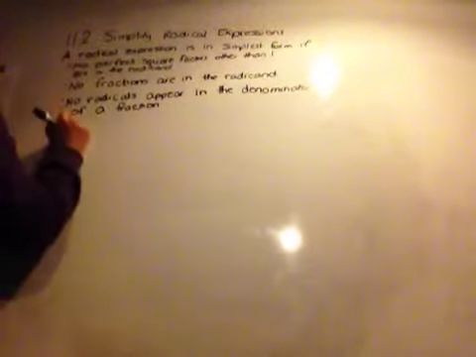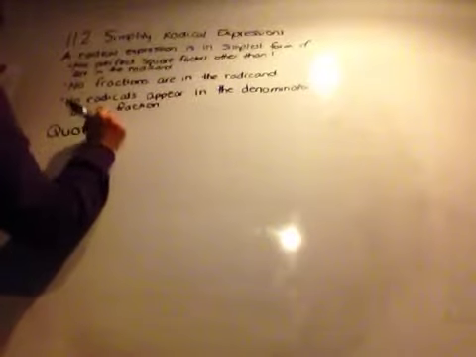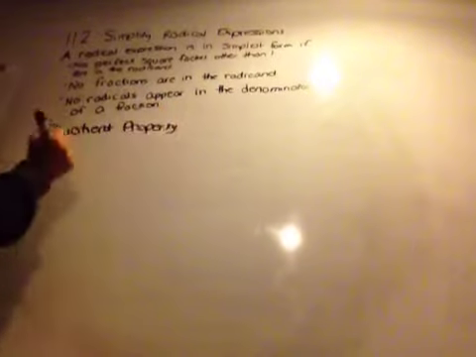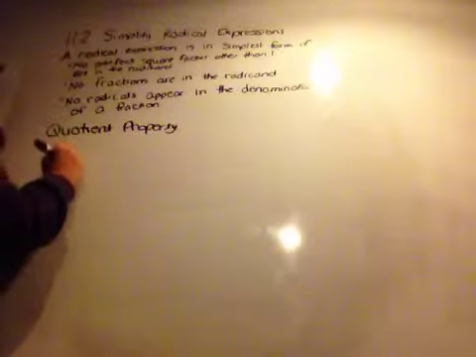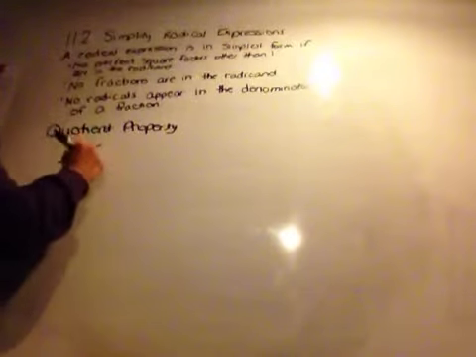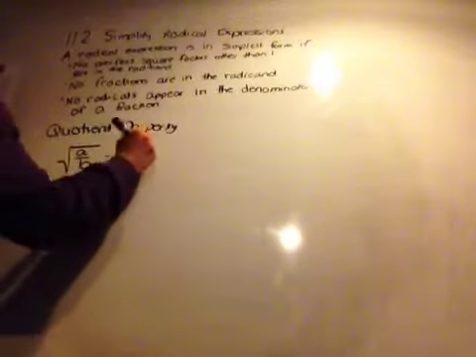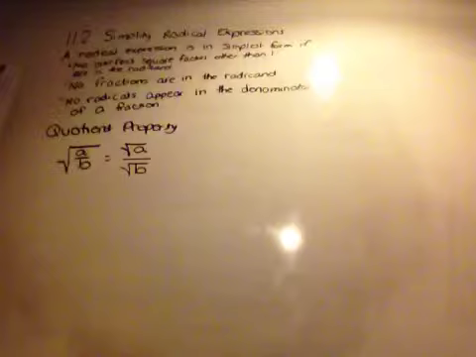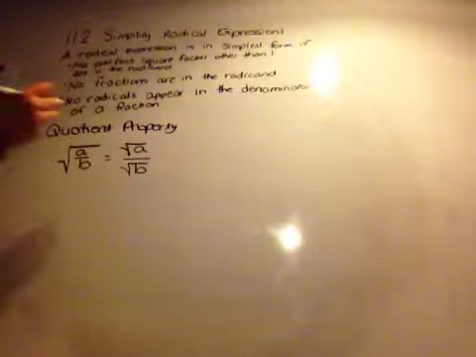So another property we have for radicals is our quotient property. That says the square root of a quotient equals the quotient of the square roots of the numerator and denominator. So the square root of a over b is equal to the square root of a over the square root of b, as long as a is greater than or equal to 0 and b is greater than 0.